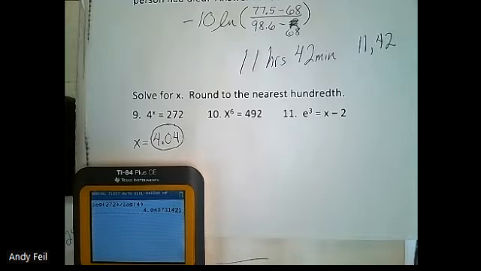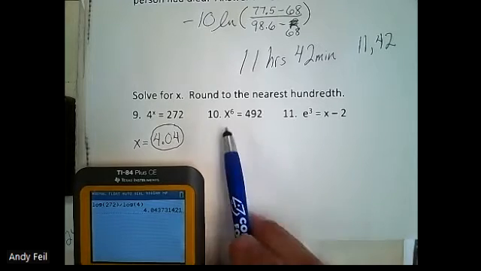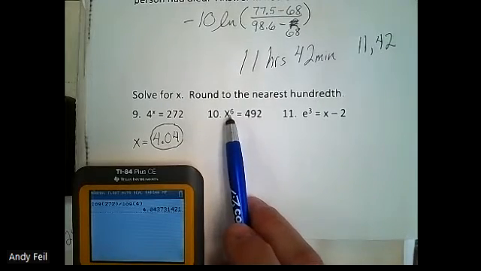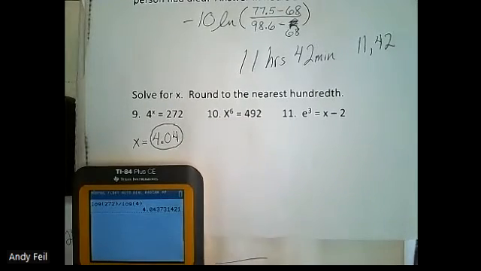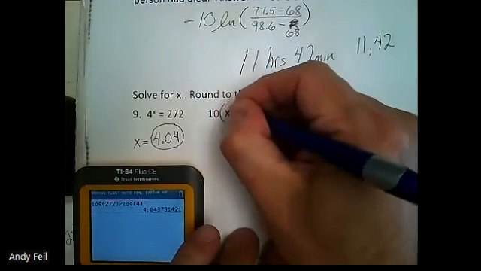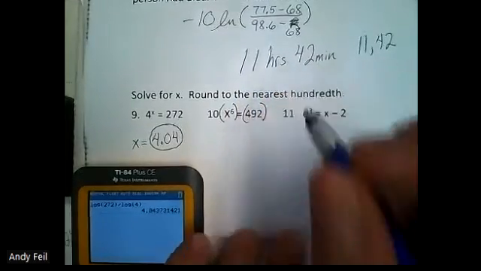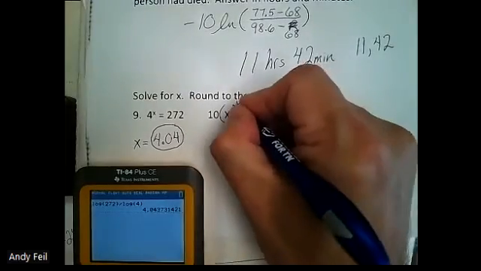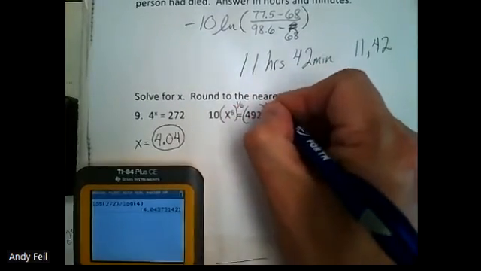Okay. Number 10. Well, the x isn't the exponent this time. This time it's the base. How do I undo something to the 6th power? You can either take the 6th root or you can raise both sides to what power? The 1/6. They really mean the same thing, right? You can either take it to the 6th root.